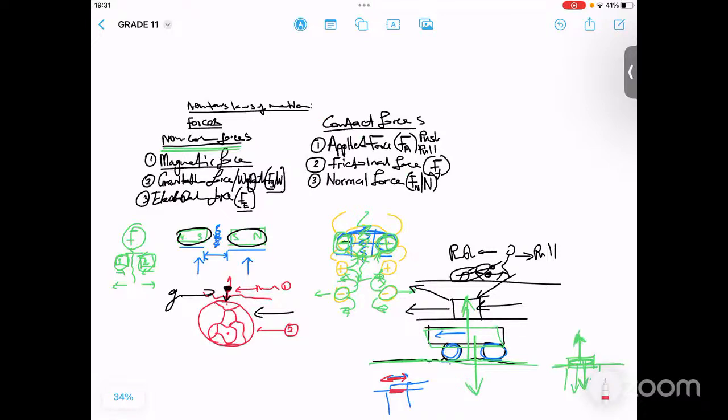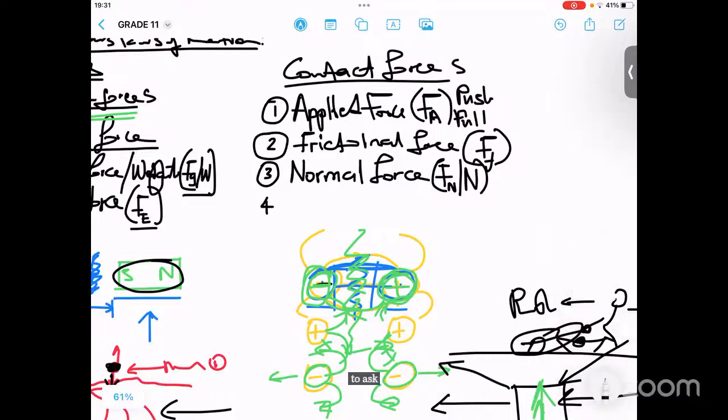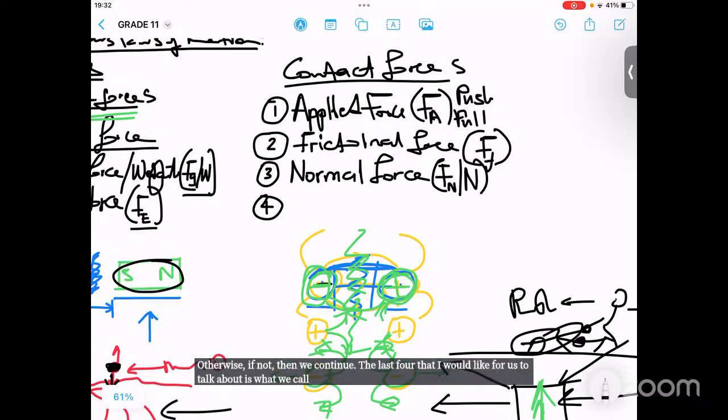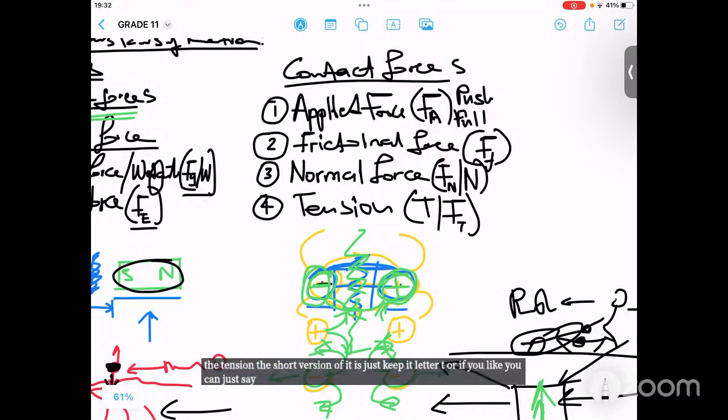Maybe let me introduce the last one, and then I will give you guys an opportunity to ask some questions if there are any. Otherwise, if not, then we continue. The last force that I would like for us to talk about is what we call tension. The short version of it is just capital letter T, or if you like, you can just say force tension.